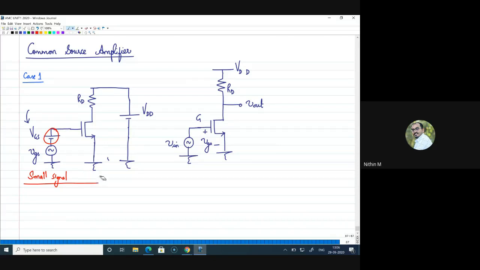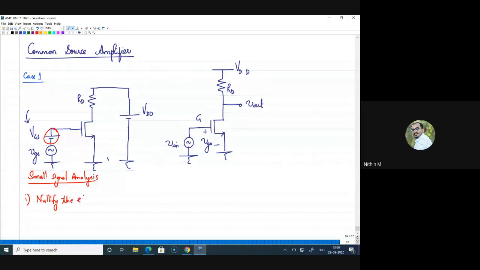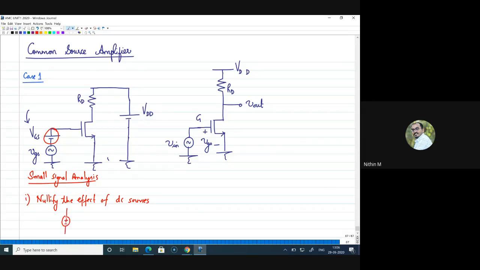So for small signal analysis, that means to analyze the circuit in the presence of a varying signal, a voice signal or an audio signal, the first thing I have to do is nullify the effect of DC sources. A DC source can be either a voltage source or a current source. Say, for example, this is your DC source, say this is VDC. How to nullify it? Replace this with a short circuit.